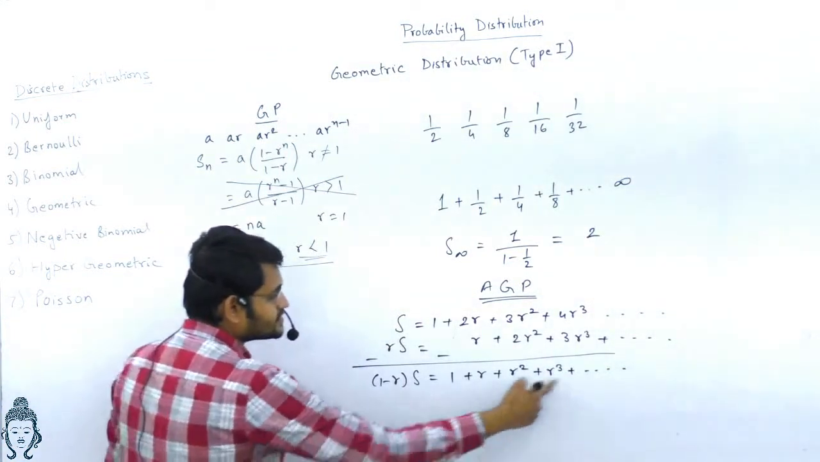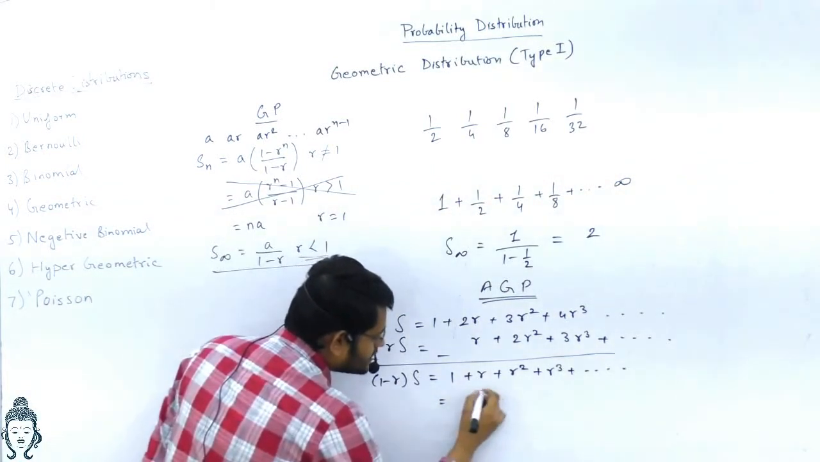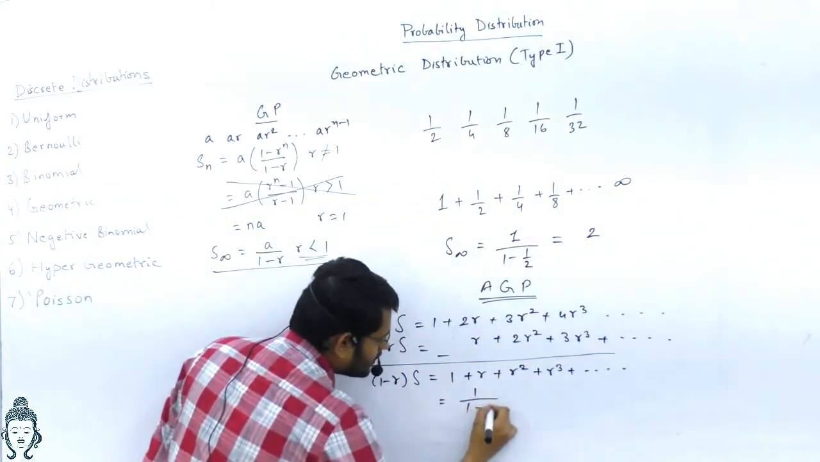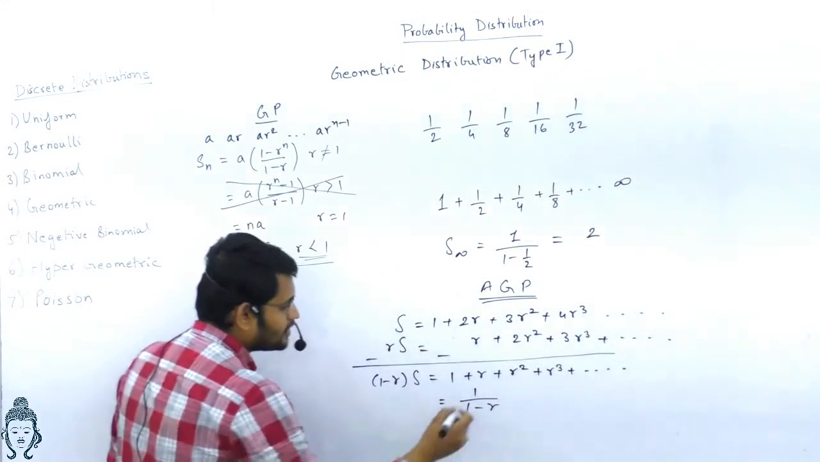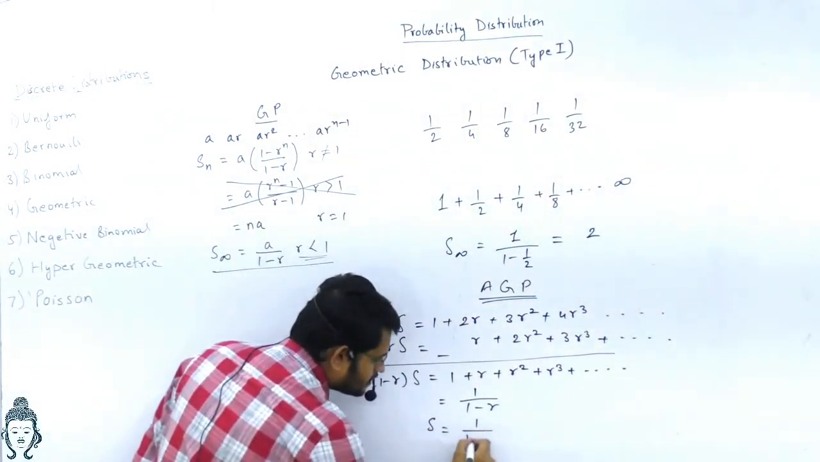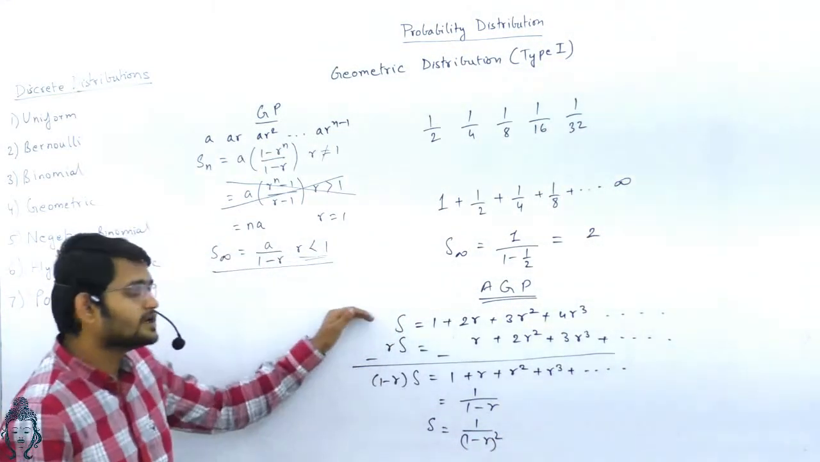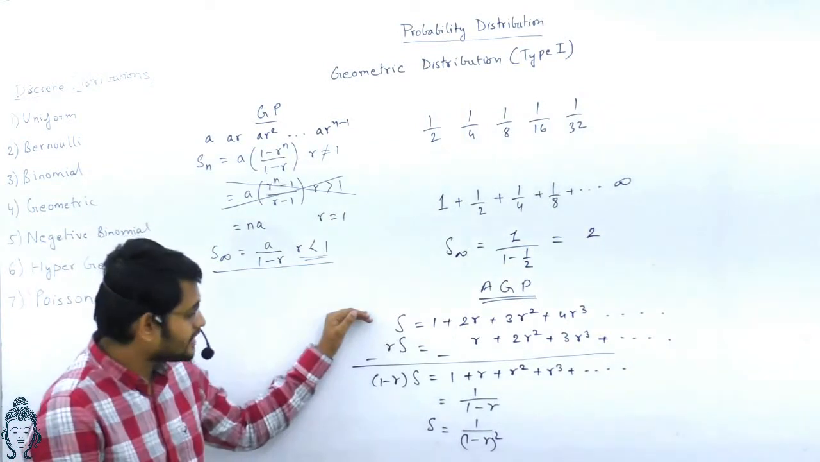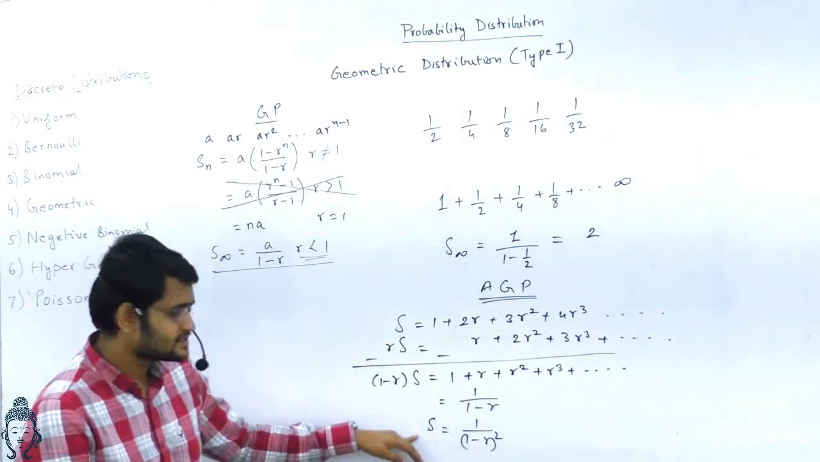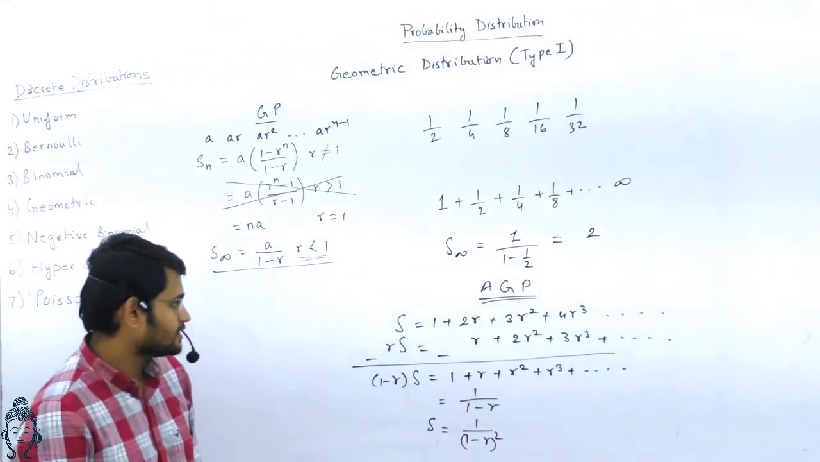So this is nothing but an infinite GP that will give you the value 1 by 1 minus R, or our S is going to be 1 upon 1 minus R the whole square. So this particular arithmetic geometric progression, or AGP, is going to give us S as 1 upon 1 minus R whole square.